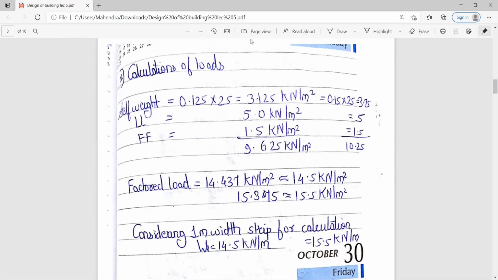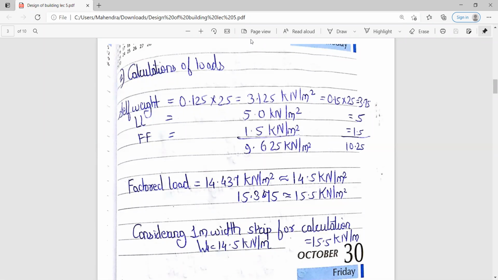So what is the depth? Just now you had calculated depth. What value did we get? 125 mm. But as you have to convert it in meter, so 0.125 into density. So you will get the self weight as 3.125 kilonewton per meter square. Then live load is 5 kilonewton per meter square and the floor finish is 1.5 kilonewton per meter square. So the total load will come up to be 9.625 kilonewton per meter square.